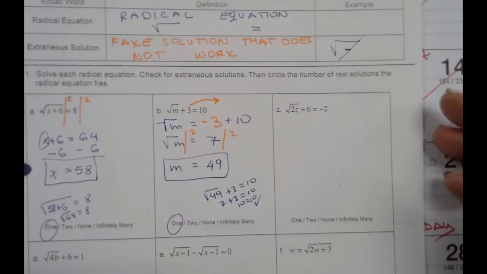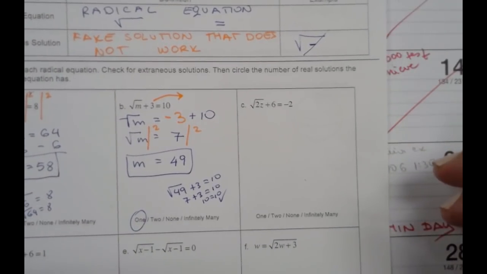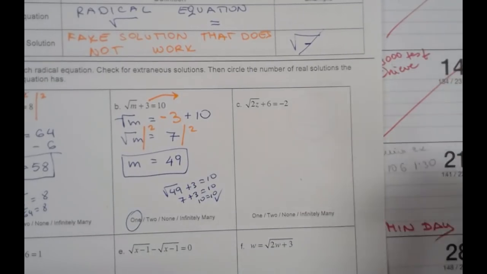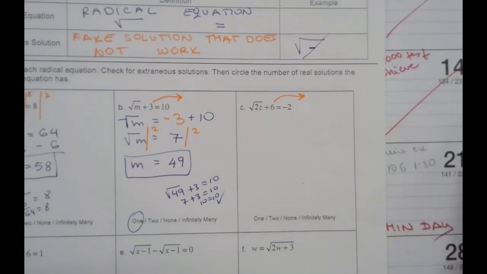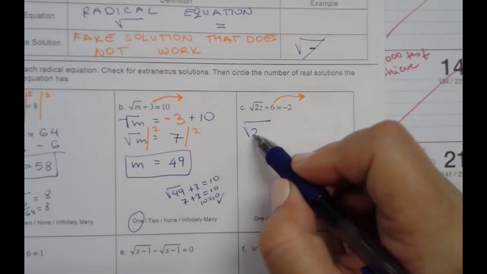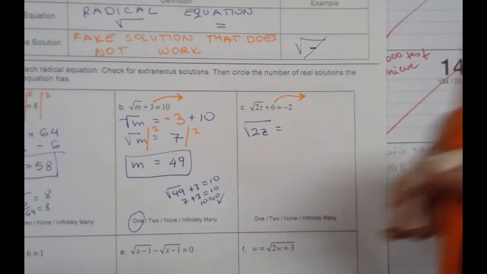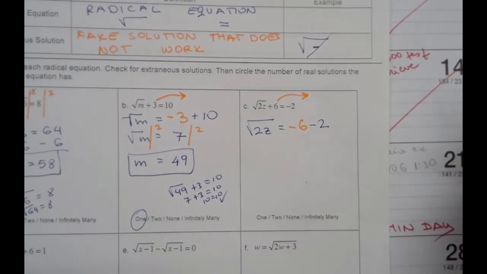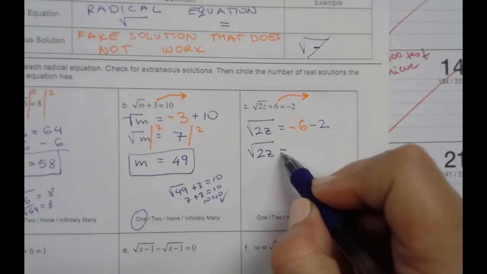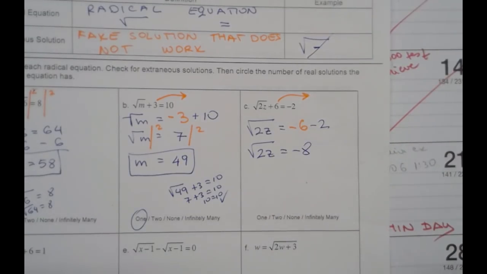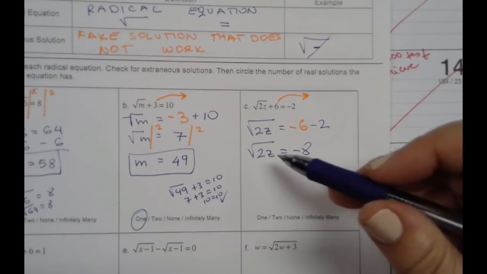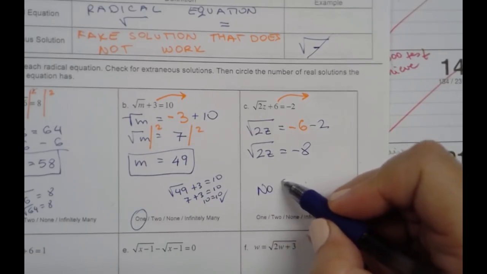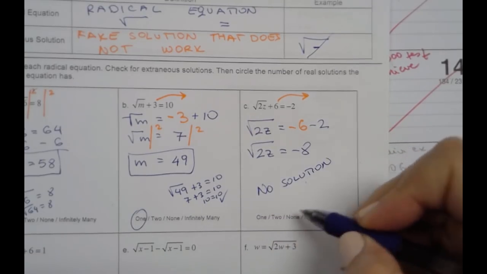Okay. Let's look at the next example, C. Notice that I do not have a radical by itself, so the first thing I'm going to do is move my 6 over to the other side. In this case, I have radical 2z equals negative 6 minus 2. And you should know that negative 6 and negative 2 is negative 8. Can you ever get a negative number once you square root? The answer is no. So the answer is no solution. In this case, it would be none.